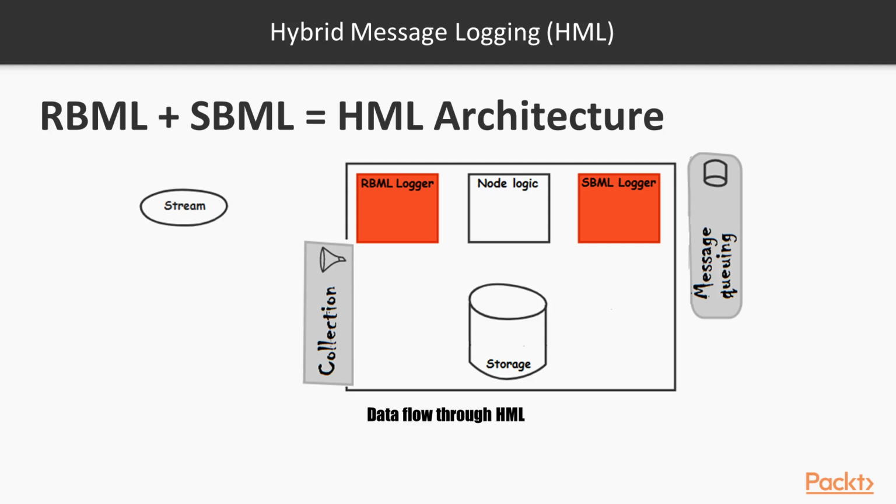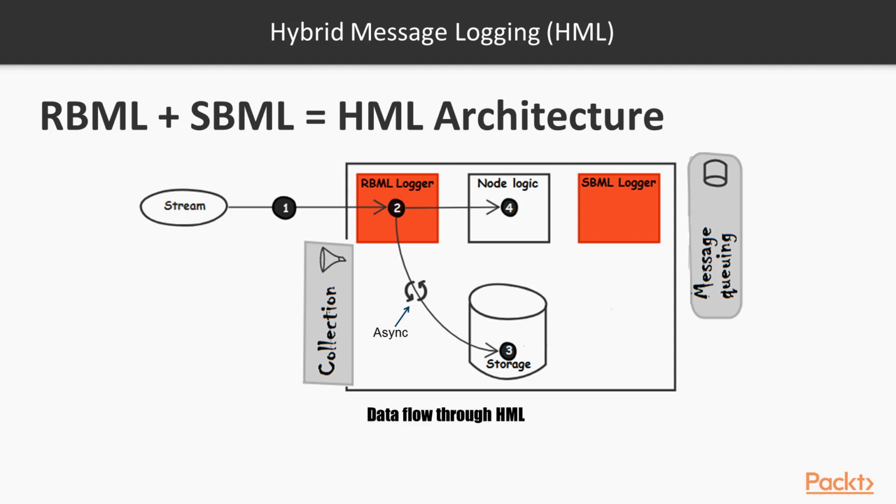So let's see how hybrid message logging extracts the best from RBML and SBML by taking a step-by-step data flow. Let's assume that a new message is ingested by the collection tier. This message is received by the RBML logger and is sent and written asynchronously to the storage. Notice that writing to the storage asynchronously comes with a negative impact in complexity of implementation and a positive impact in performance. The complexity comes from error handling, while the performance comes from a multi-core processing capacity.